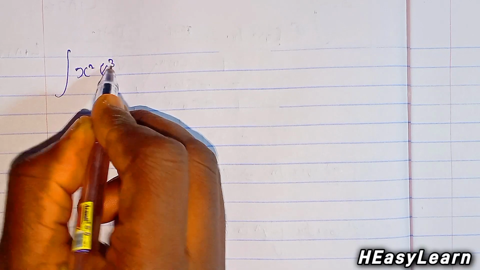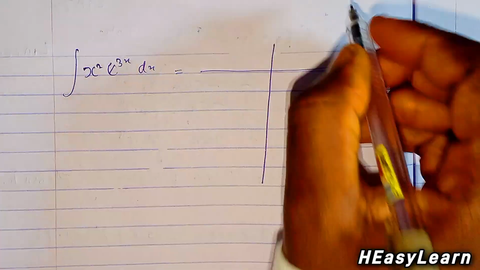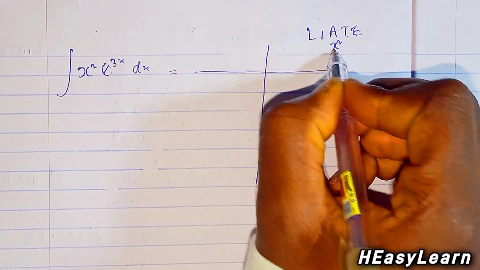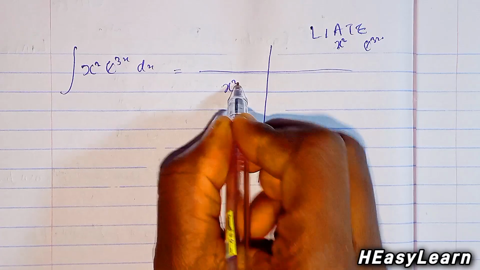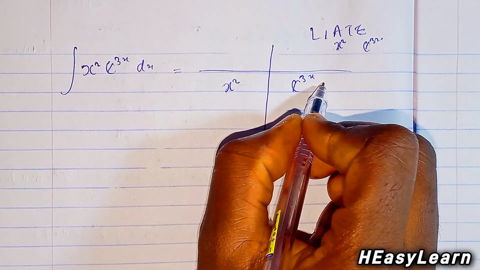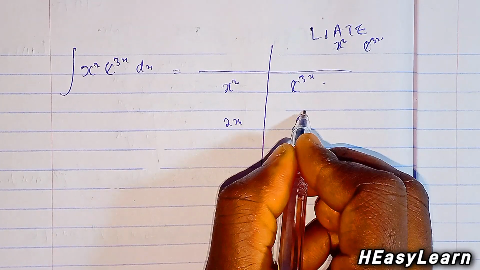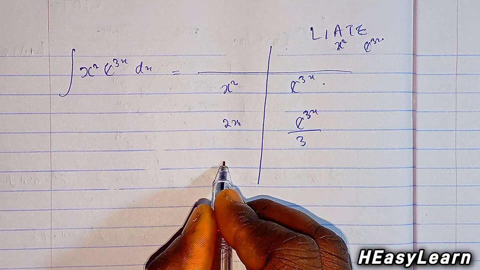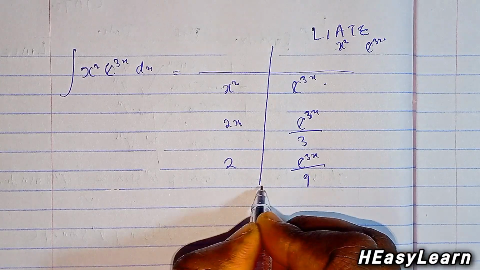What is going to be the integral of x squared exponential 3x dx? In this case, using the tabular form, LIATE, x squared is under the algebraic functions and exponential 3x is here. So this is the function to differentiate and this is the function to integrate. What is the differential of x squared? 2x. What is the differential of 2x? 2. The integral of exponential 3x is exponential 3x divided by 3, then divided by 9.